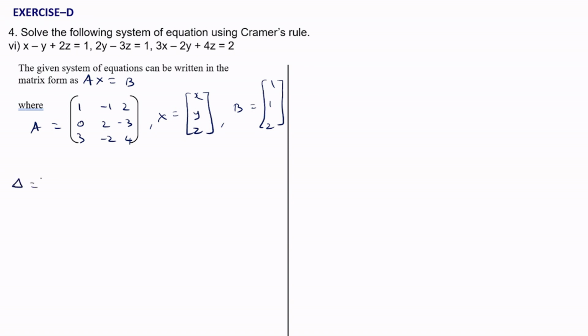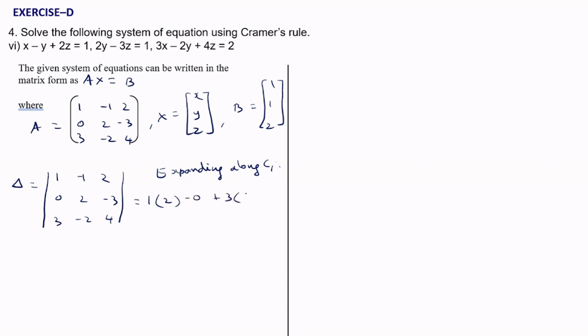So delta is the determinant of 1, minus 1, 2, 0, 2, minus 3, 3, minus 2, 4. Let us expand along C1. So it is 1 into 8 minus 6, which is 2, minus 0, plus 3 into 3 minus 4, which is minus 1. So it is 2 minus 3, which is minus 1. This is not equal to 0.